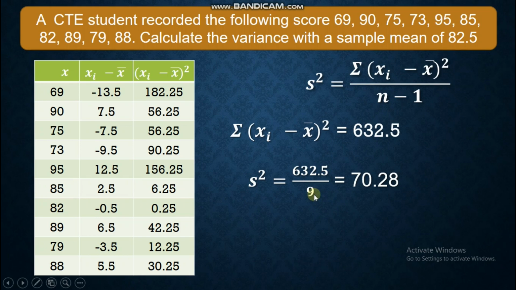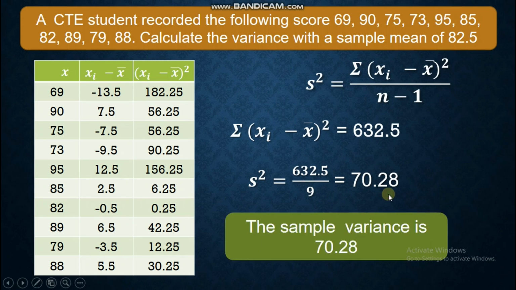Where did we get 9? Very good. 10 minus 1 because we have 10 data. So when you divide that, you will have 70.28. Thus, the sample variance is 70.28. So that is variance.